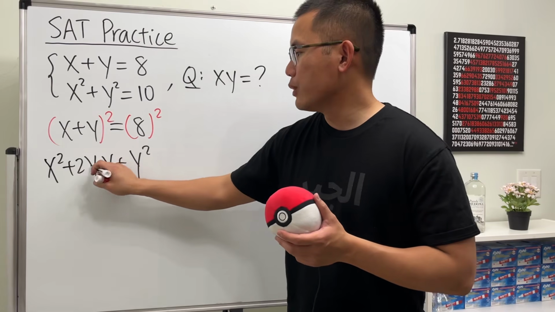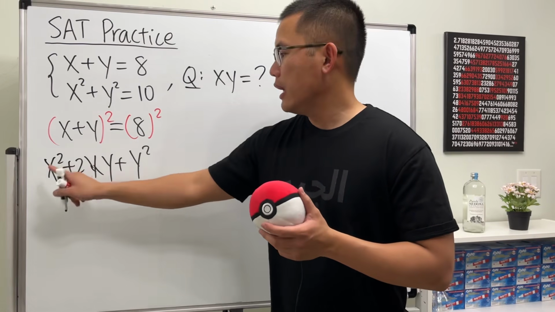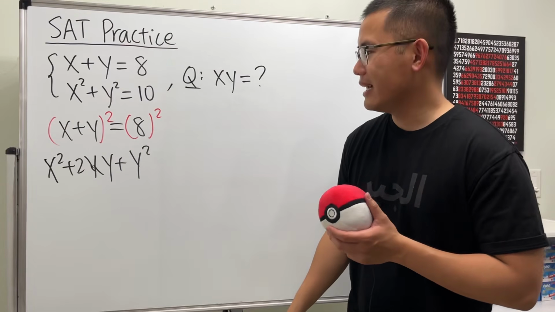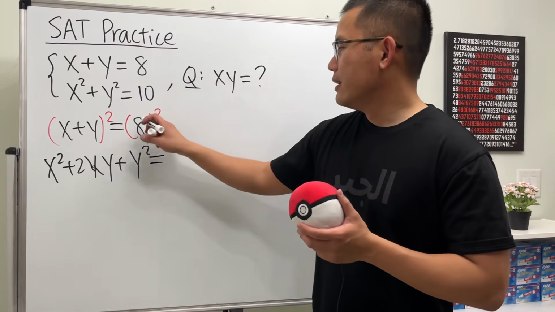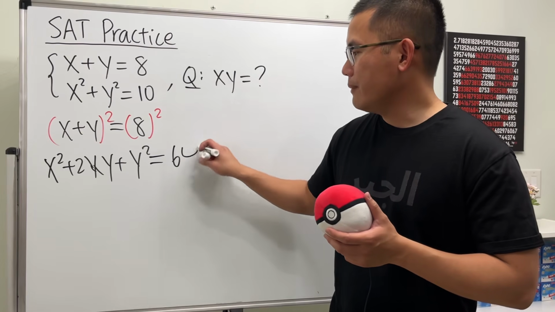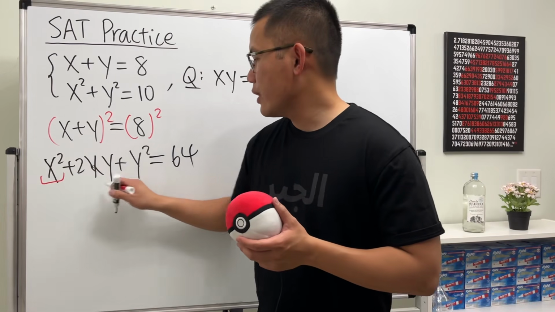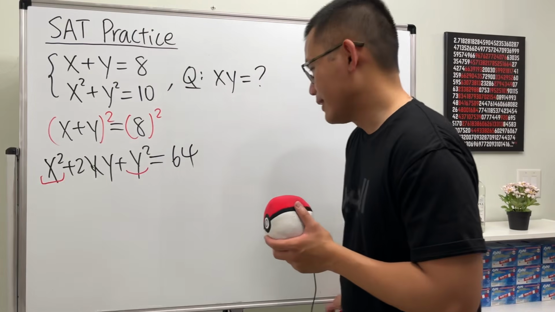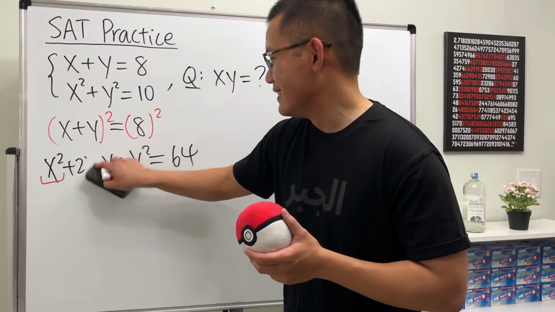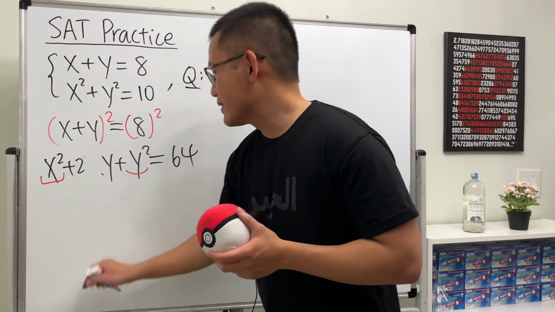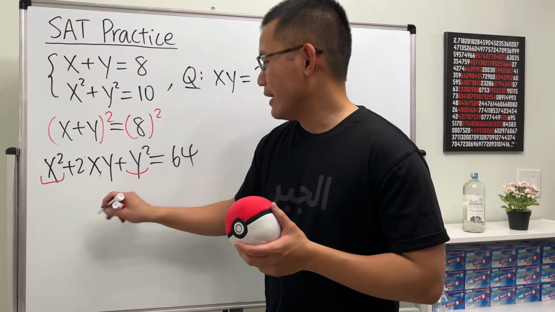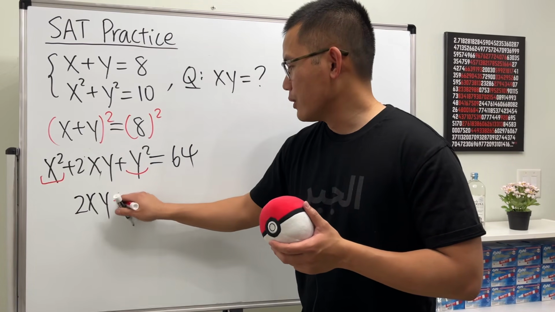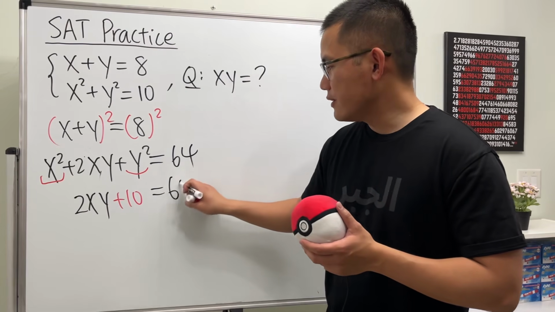We do have this middle term. Aha! x squared and y squared, we know what that is. And then, of course, 8 squared is 64. And now check this out. x squared plus y squared, thanks to this, we know it's 10. So, I'm sorry, this is just a horrible x. 2xy, right? And then this and that together is just 10, so we know plus 10, that will be 64.